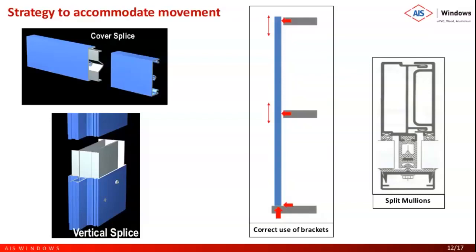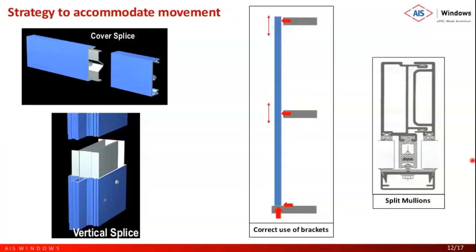Correct use of bracket is another strategy. There are two types of brackets used in curtain wall. One is only for restricting wind load, and the second is for restricting wind load and dead load. The bracket shown with two arrows at the bottom is a bracket which can resist both wind load and dead load, and the two red arrows above show a bracket which can resist only wind load and will not resist anything against dead load, and the two arrows show it is free to expand and contract in this direction.